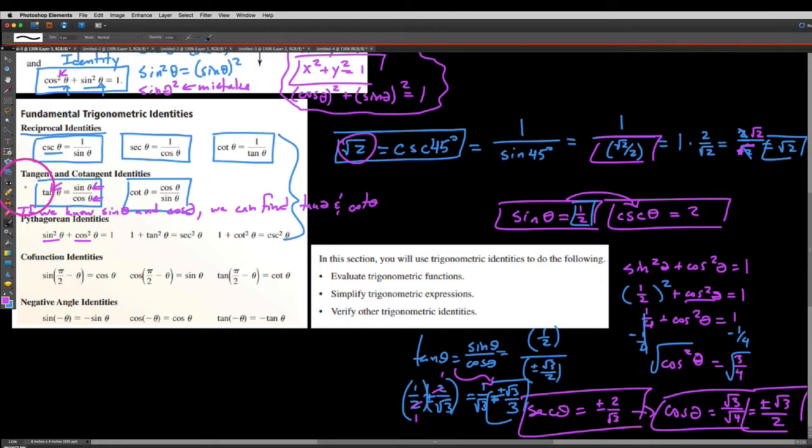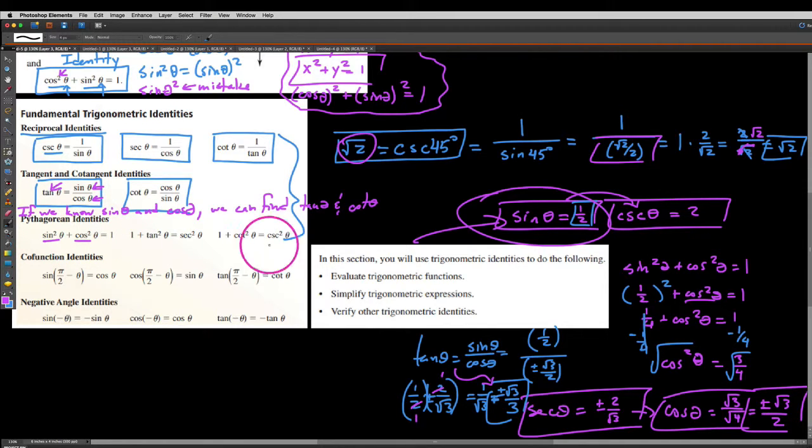So the idea is that if we know our reciprocal identities, then we could always be given the value of one trig function and go find the values of the other 5 by using these identities. With respect to Pythagorean identities, what we basically want to say here is that if we know sine, we can go find cosine.